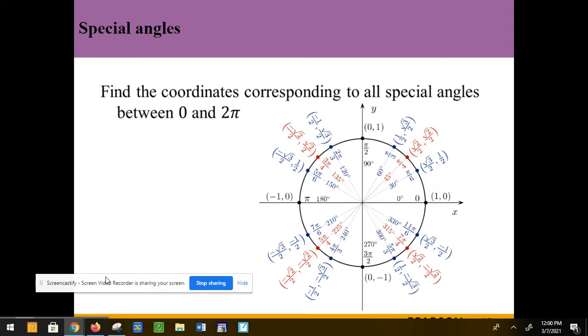The reason why these are special is because these are the ones that work out. Anything in between these special angles are all things that are going to be irrational. Things we can still calculate. That's actually the last part of the objective, is looking at how to do that on the calculator. But these are the ones that you're going to need to know.